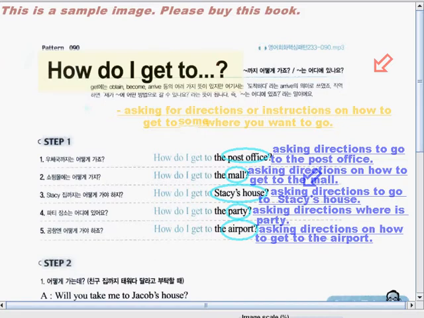So now it's our turn to make our own sentences. It's my turn first. My sentence is, how do I get to the train station? So in my question, I am asking you directions or instructions on how to go or how to get to the train station. So now it's your turn. What is your sentence?